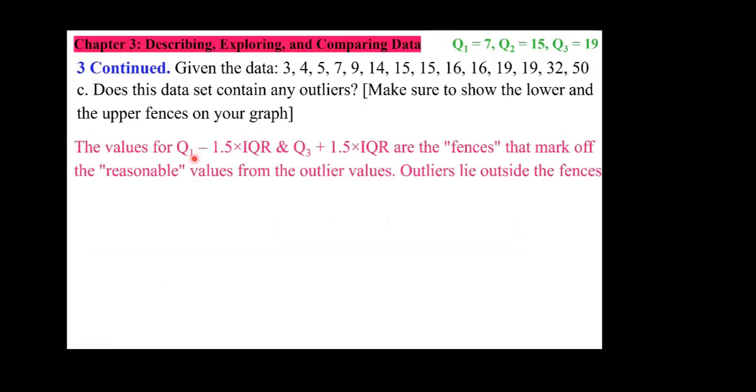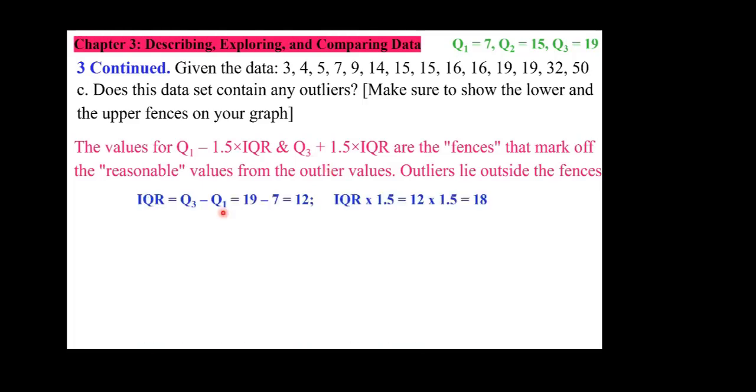The value for Q sub 1 minus 1.5 times IQR and Q sub 3 plus 1.5 times IQR are the fences that mark off the reasonable values from the outlier values. Outliers lie outside those. So we have to find the IQR. We have to multiply it by 1.5, subtract it from Q1, add it to Q sub 3. Those are the limits. Anything beyond those is considered an outlier. So in other words, in math, we go and stick with formulas and numbers.